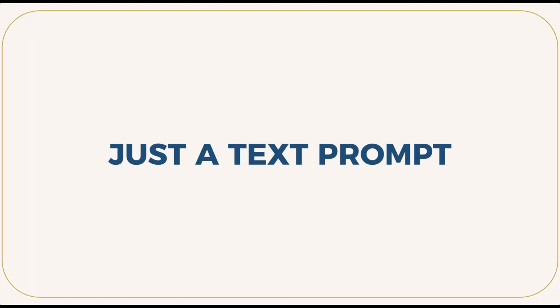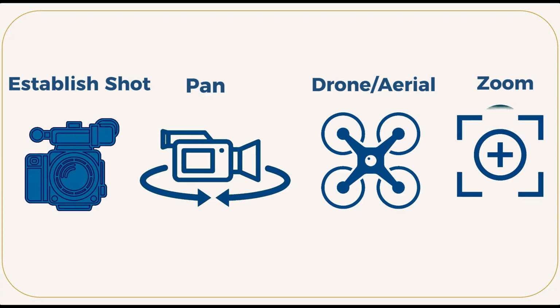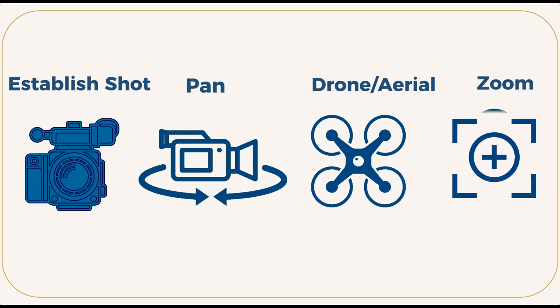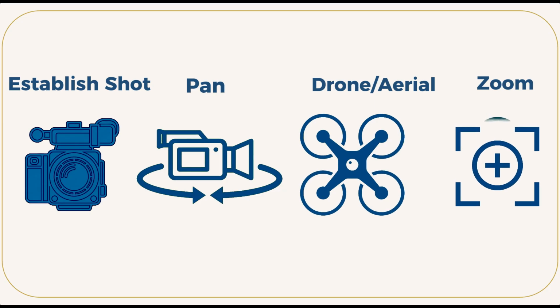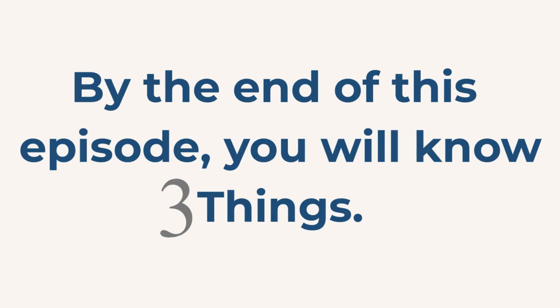Every one of those shots was generated from a text prompt. No camera, no crew, no location. In the next 5 minutes, you will learn exactly which words to add to your prompts to control how the camera moves. By the end of this episode, you will know 3 things.